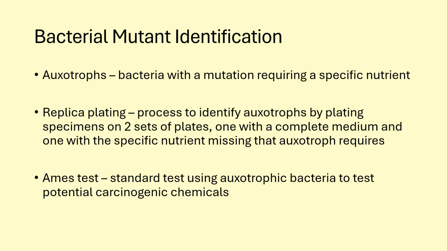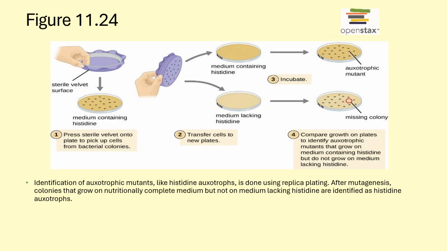The Ames test. This is a standard test that's used for testing auxotrophic bacteria. We use it to identify potential carcinogenic chemicals. Carcinogenic meaning cancer-causing. So this shows the replica plating.